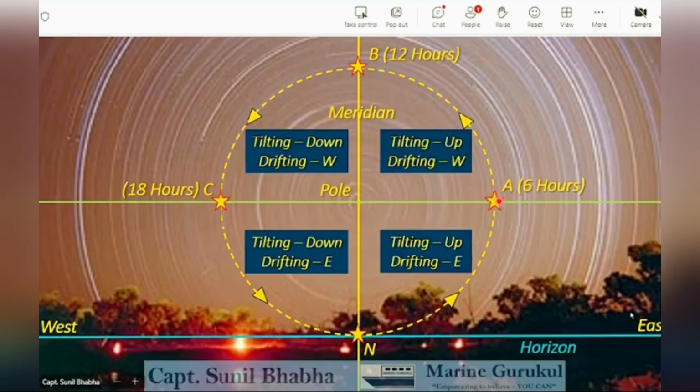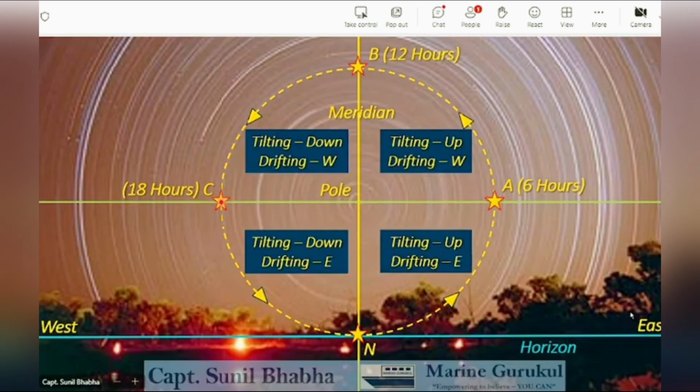And whenever the star is below this green color line, it is said to be below the pole, which means the altitude of the gyro star is less than the altitude of the pole. So we come to a conclusion here. Whenever the gyro star or spin axis is above the pole, the drifting is going to be westerly, and it is happening from Alpha to Bravo to Charlie.